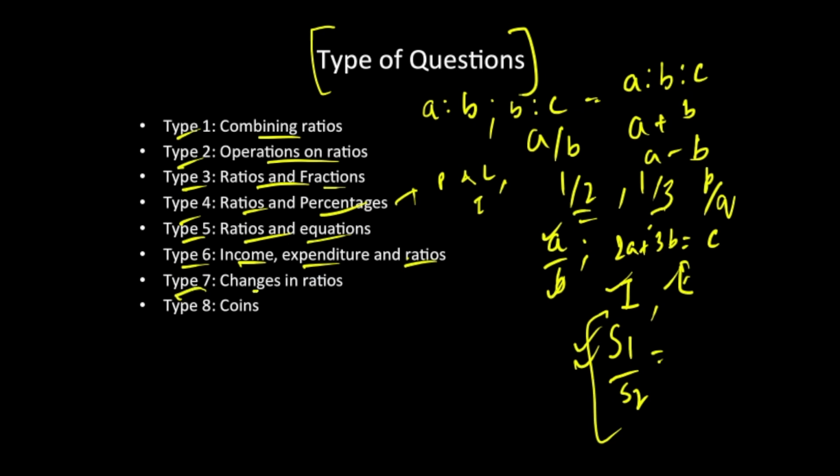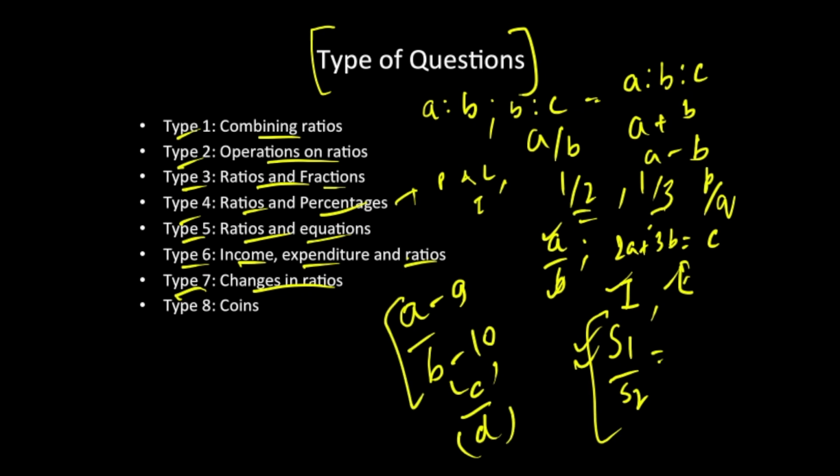In type 7 we'll be dealing with the changes in the ratio. So a upon b is given to us, let's say certain change is made to it by subtracting 9 and let's say 10 from it, and we'll be getting some other ratio c upon d which is let's say something else, and based on these values we'll be asked to find out whatever is the requirement of the questions.